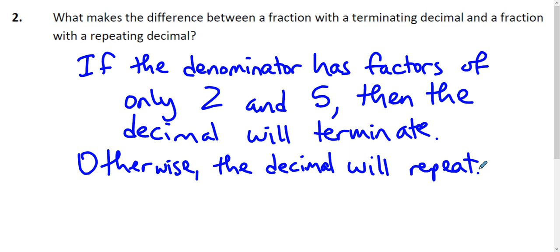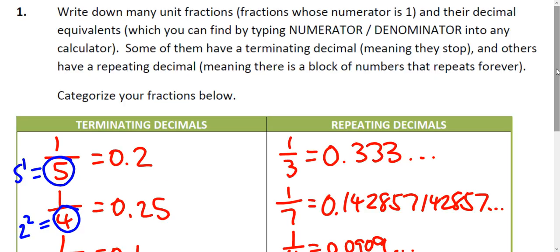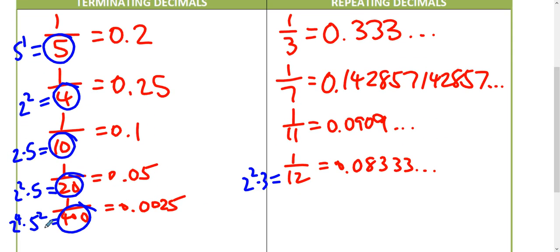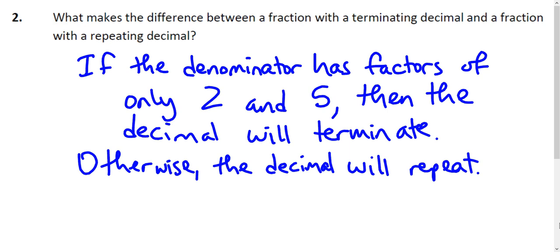That's what makes the difference between the fractions in the left column and the fractions in the right column. The fractions in the right column have a denominator with some factor that isn't 2 or 5, whereas the denominators in this column have factors of only 2 and or 5. Just 2's, just 5's, 2's or 5's. Anything else forces a repeating.